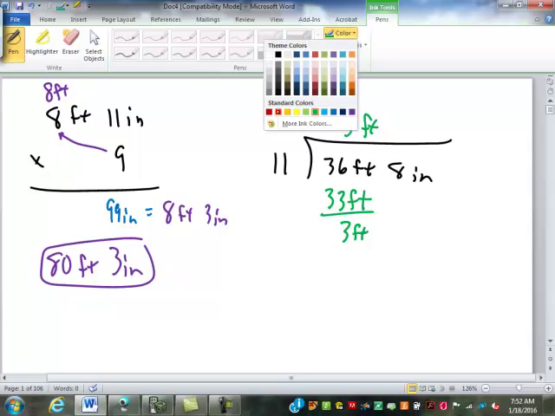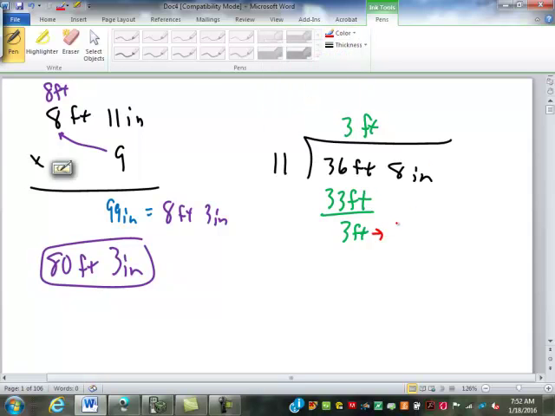Before we bring down the 8 inches, what do we have to do? Convert the 3 feet into 36 inches. And then bring down the 8. 8 plus 36 is 44 inches divided by 11. 4 inches. So 3 feet, 4 inches.